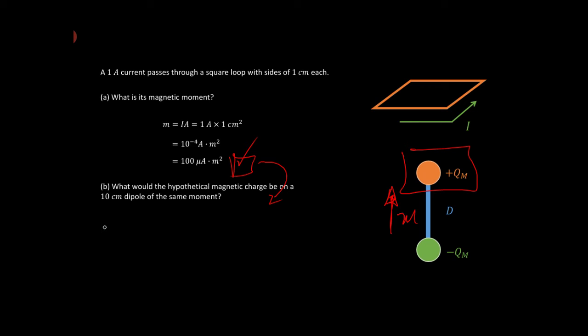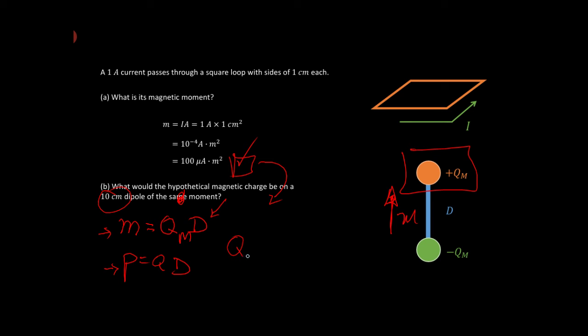So remember, this is an analogy between magnetism and electricity. So the electric dipole moment was P equals QD. And so that's your electric dipole moment. Your magnetic dipole moment is going to be Q_M, this imaginary magnetic charge, times the distance between the charges. We said here it was 10 centimeters.